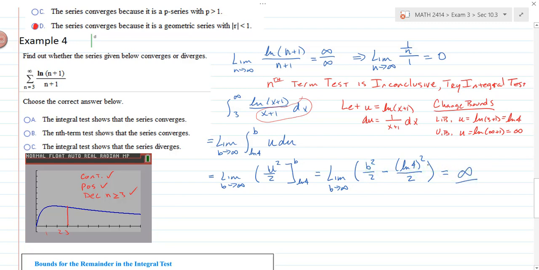So what does that tell us about this series? It diverges by the integral test. So we would select this one right here. So when you use the integral test, make sure you check to see that your function is going to be continuous, positive, and decreasing. Evaluate the integral, and if that integral converges, then the series converges. If the integral diverges, then the series diverges.